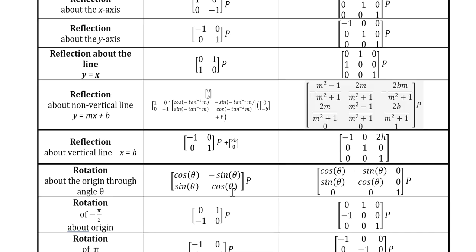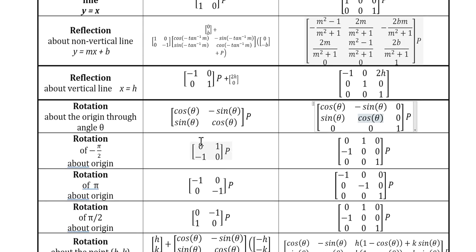In general, a rotation about the origin through an angle of theta is given by this 2x2 matrix: cosine theta, negative sine theta, sine theta, cosine theta. And that's kind of what we were using right here, where theta is the opposite of the inverse tangent of the slope. Here we have the same thing with 0, 0, 1 on the last column.